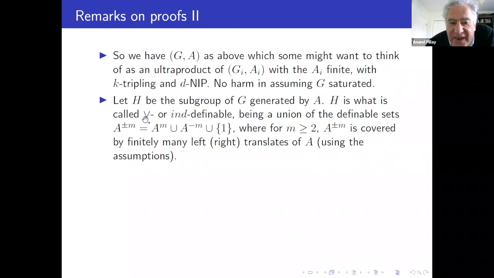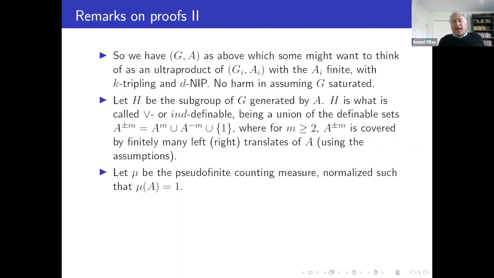H is what we call a V-definable subgroup. A V-definable group is an object defined as a possibly infinite union of definable sets. The definable sets are these, the union of (A ∪ A^-1 ∪ {1})^m. For n bigger than 2, this is covered by finitely many translates, and the condition about K-tripling tells you that (A ∪ A^-1)^m is covered by finitely many left translates of A, using our assumptions.